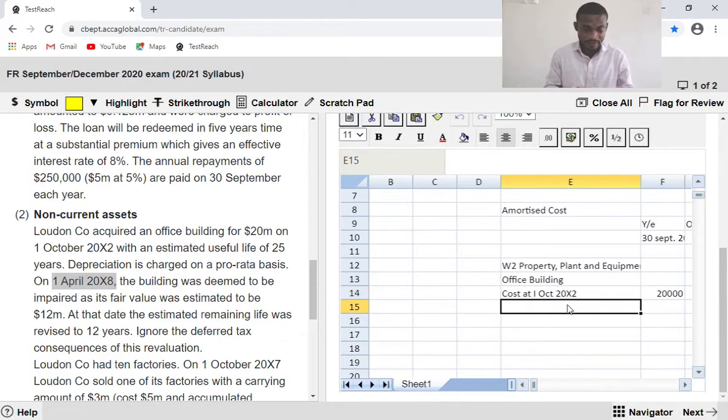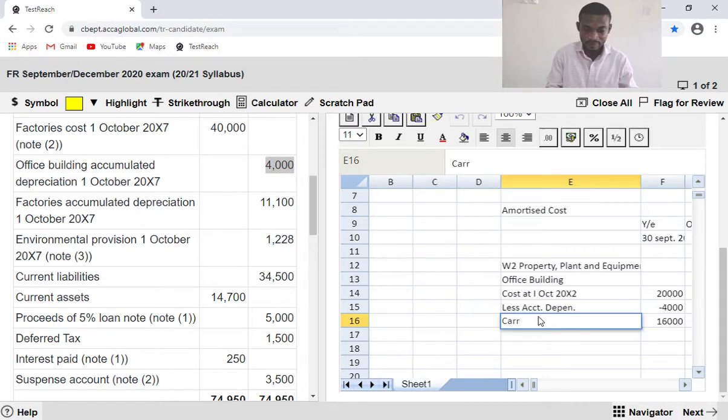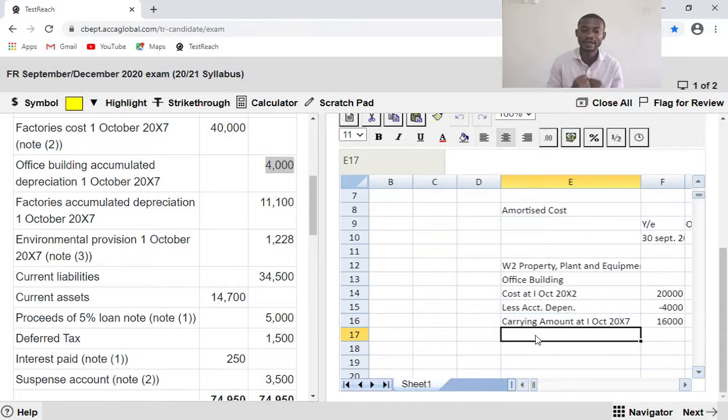And then I'll say less accumulated depreciation. And the accumulated depreciation on the face of the trial balance was 4 million. Here it is, this figure, 4 million. So I'll type here, let me get it quickly, equal to minus 4 million. Then I'll say this plus this, because I've already negated that, so I have a reduced figure. And this will give me a carrying amount at 1st October 2027. And please, this requires practice. It requires a lot of practice.